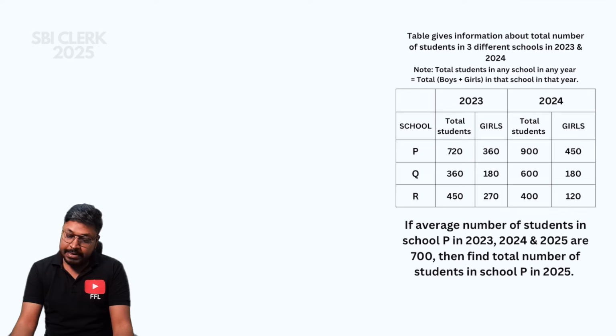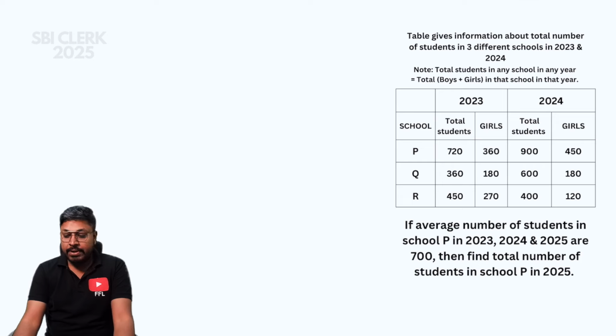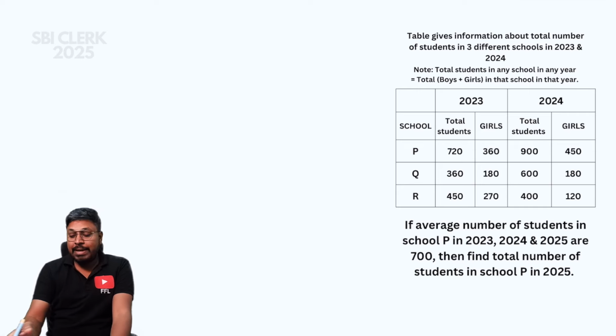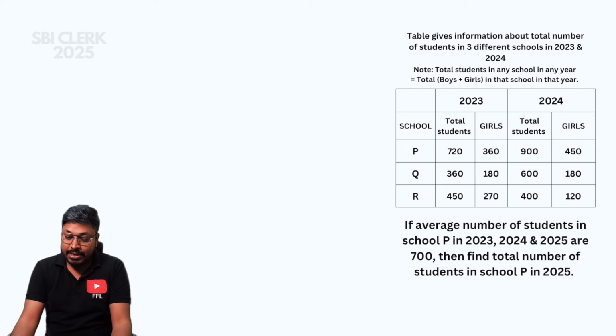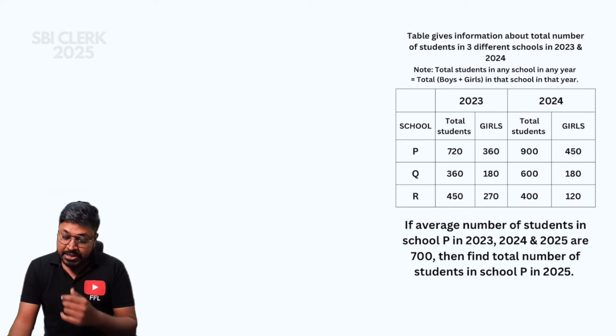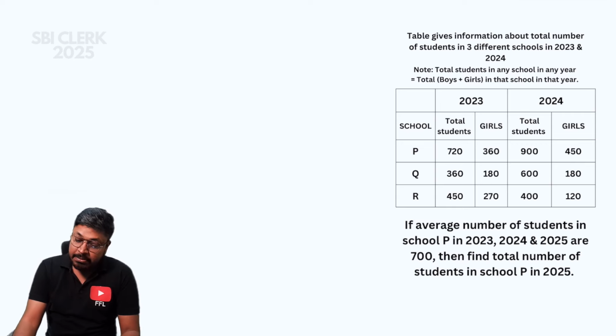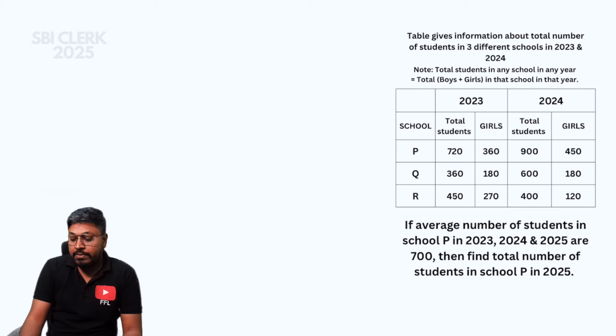So for the next DI, they have given a table chart, where the total number of students for 2023 is given, the 2024 total number of students is given, and girls are given, but boys are not given. So when you subtract total minus girls, the result will be boys, right? So let me move on to the first question. If the average number of students in school P in 2023, 24, 25 is 700, find the total number of students in school P in 2025.